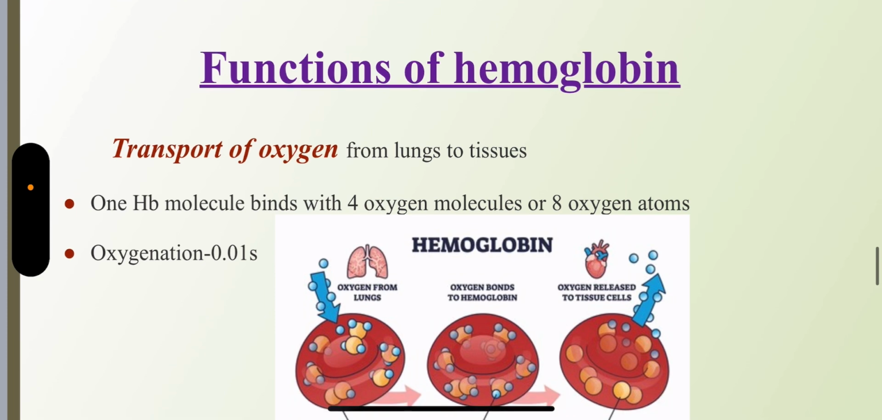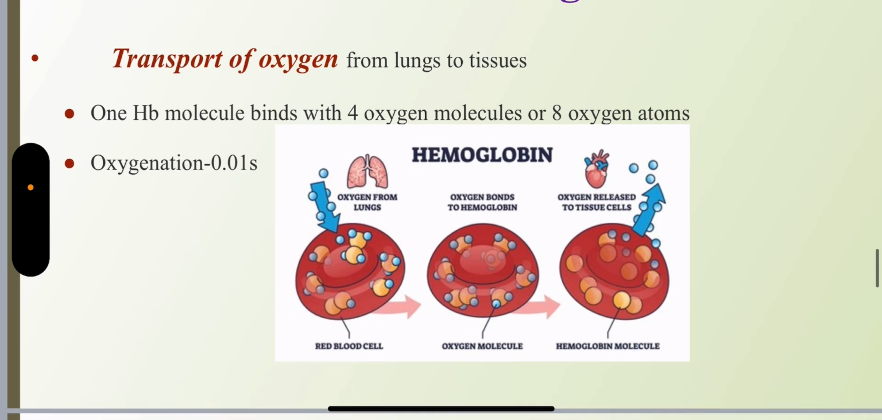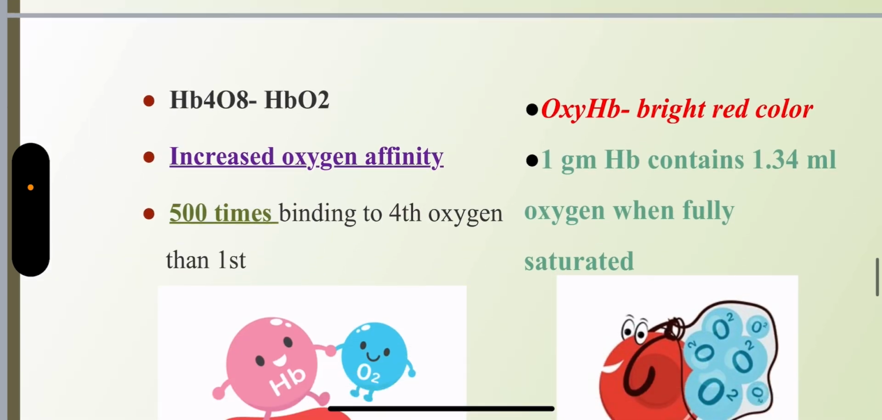Now about the functions of hemoglobin. Hemoglobin carries the transport function. It transports oxygen from the lungs to the tissues. We had already discussed that one molecule of hemoglobin binds with 4 molecules of oxygen or 8 atoms of oxygen. Binding of oxygen to hemoglobin is called oxygenation. Don't get confused with oxidation. Oxidation is different. Here it is oxygenation, formation of oxyhemoglobin. This oxyhemoglobin is bright red in color. It can be simply written as HbO2.